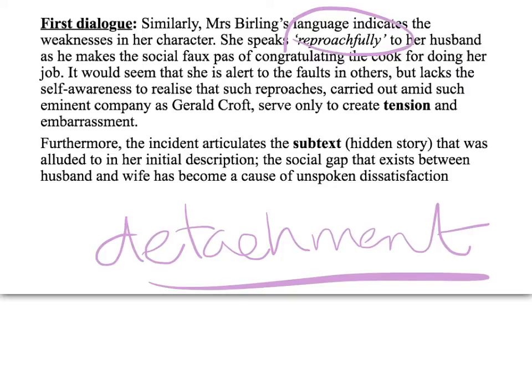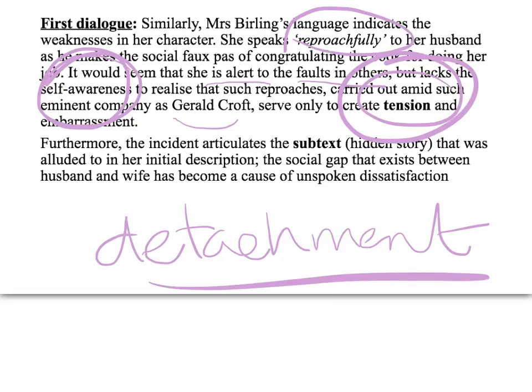And what you also have too is this acting as another way of exposing Mrs. Birling's character, because what she does is that she can very clearly see she's alert to the faults in others, but she's not alert. She's completely and utterly lacking in self-awareness. This is a very important meal. Mr. Birling is trying to ingratiate himself with Gerald Croft, and what does she do? She immediately brings tension in. She immediately brings tension into this scene. So again, it shows perhaps a self-centeredness of Mrs. Birling, but also her lack of self-awareness.